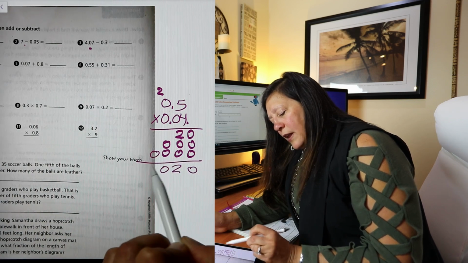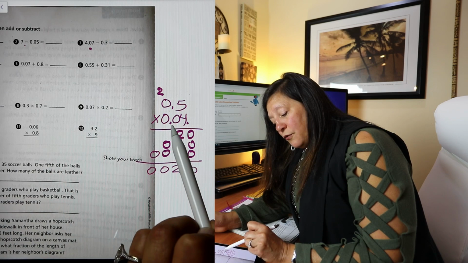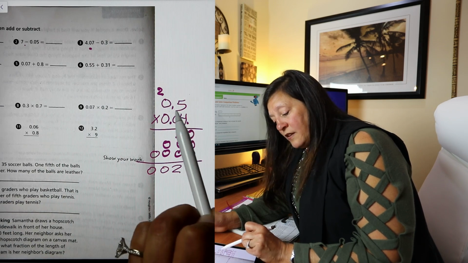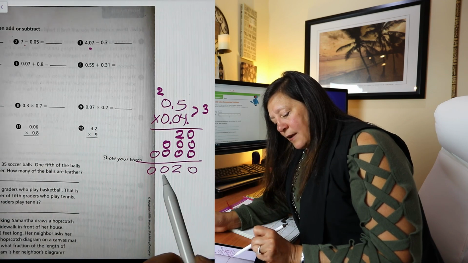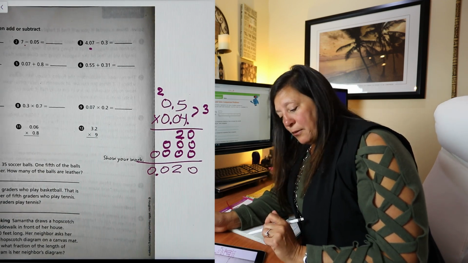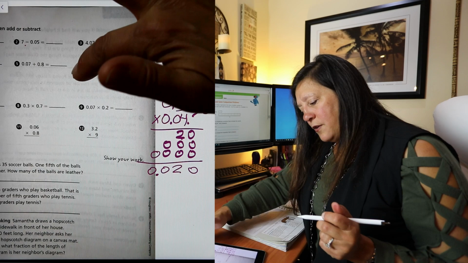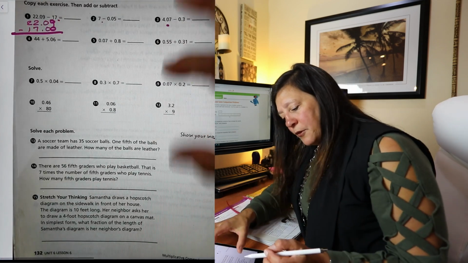Okay. Now what I do is I go back and I say there are 2 digits after this decimal and 1 digit after that one. So there are 3 digits. So I need to make sure I have 3 digits after the decimal in my product. Okay, little review for multiplying decimals.